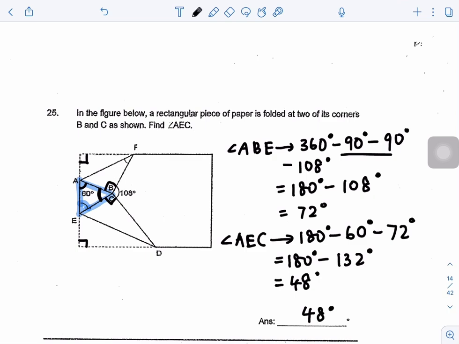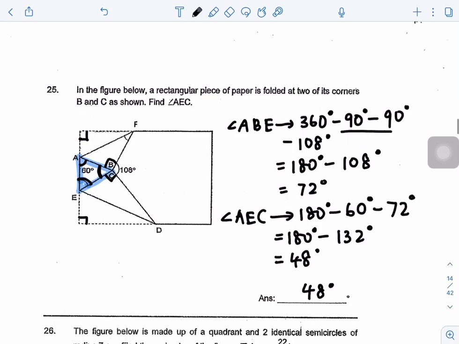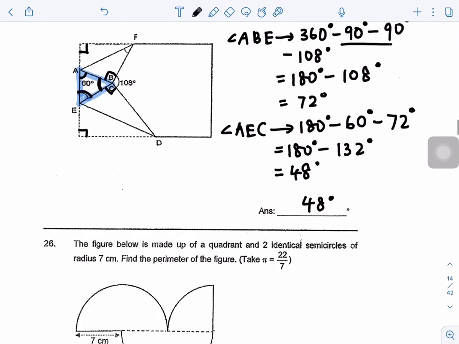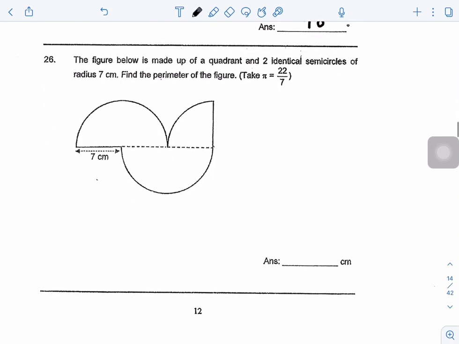Double check, does the angle look like 48 degrees? Yeah, it's smaller than a right angle, about half of a right angle. Okay. The figure below is made up of a quadrant and 2 identical semicircles of radius 7 cm. So all this is 7 cm. 7, 7, 7. Okay. Find the perimeter of the figure.